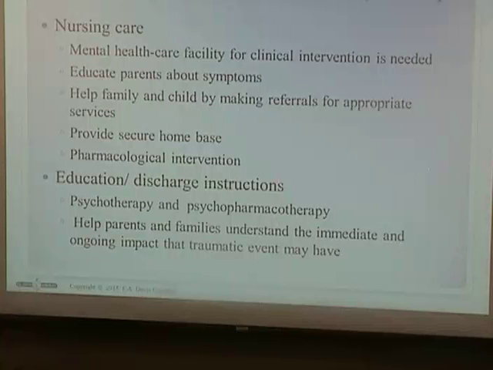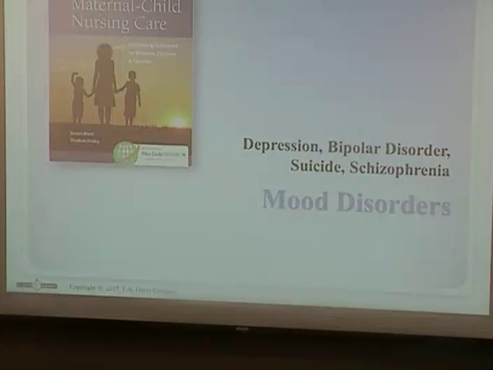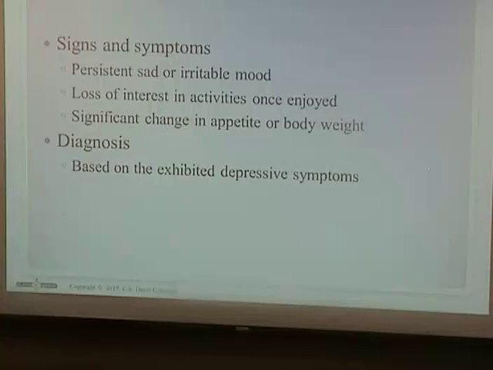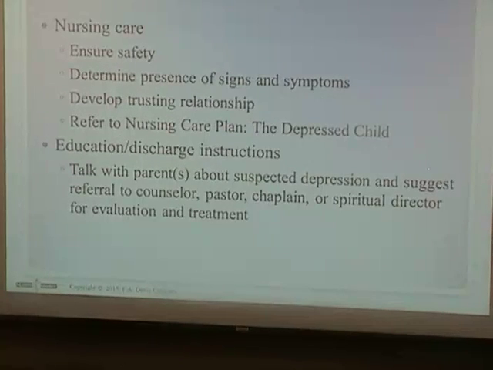It's important, just like in adults, to provide a secure place and to give them the coping skills to learn how to make it not happen, how to control it, and then pharmaceutical help if we need it. Okay? Mood disorders. Depression, extremely common. Persistent, sad, or irritable mood. Loss of interest. Change in body weight. Okay? Same thing in children as it is in adults, especially around the teenage years.